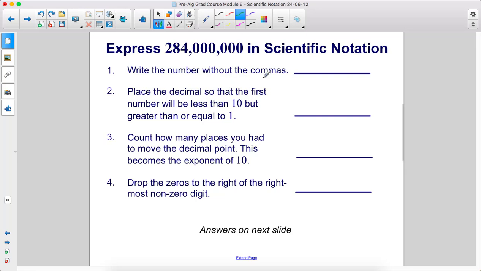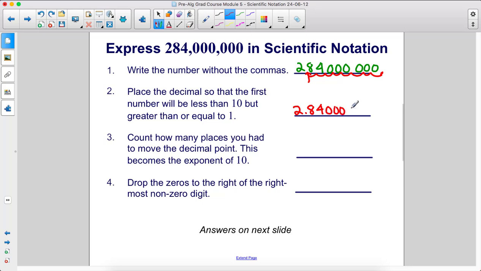Let's express 284 million in scientific notation. So first, write the number without commas. 284 and then 6 zeros. So right now, our decimal is here. Place the decimal so that the first number will be less than 10 but greater than or equal to 1. So we're going to want it to go right there, 2.8. So we go, 1, 2, 3, 4, 5, 6, 7, 8.